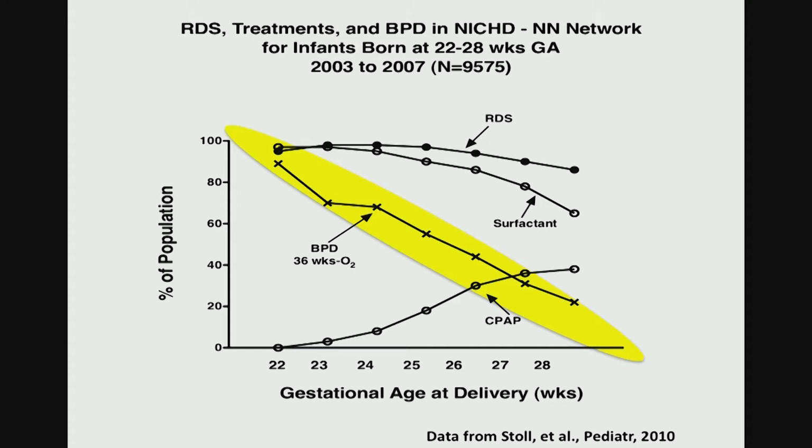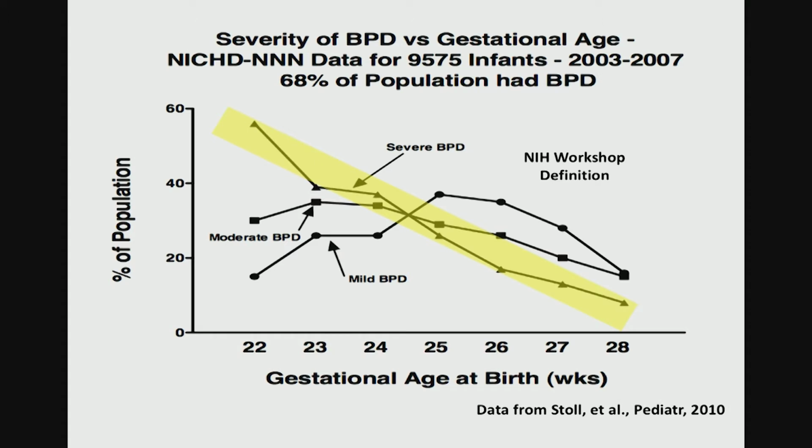This is, again, setup slides for the rest of the presenters. Basically, BPD is a disease of severe prematurity. In 2017, these are data of BPD versus gestational age, and it approaches 100% when you get down to 22 weeks gestation. Again, NICHD network data.